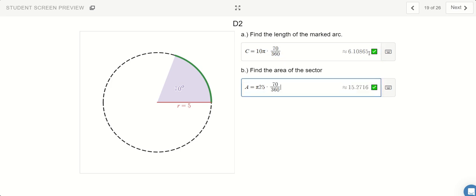Again, sometimes you might see red X marks, even though this is correct. Again, you guys are using an older answer key.